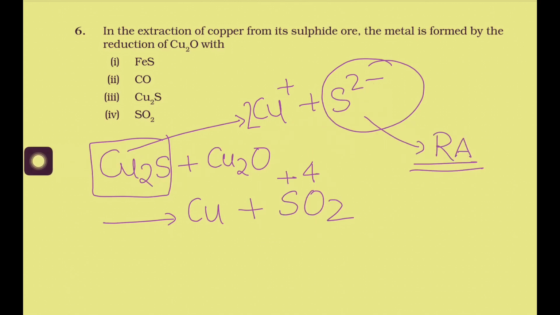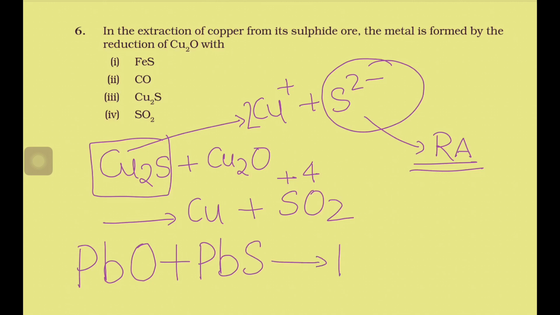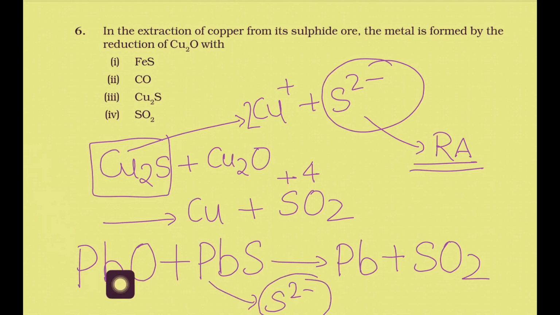So if someone asks you what is the reducing agent in the self reduction process, suppose one more example, I'm taking PbO plus PbS. What is the reducing agent for this? It is forming Pb plus SO2. What is the reducing agent? That is the sulfide ion. Sulfide ion is acting as a reducing agent, and that is also self-reduction.